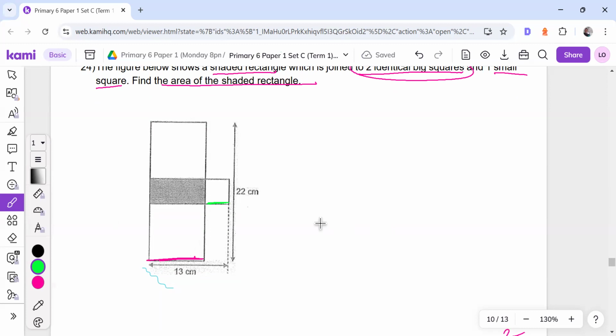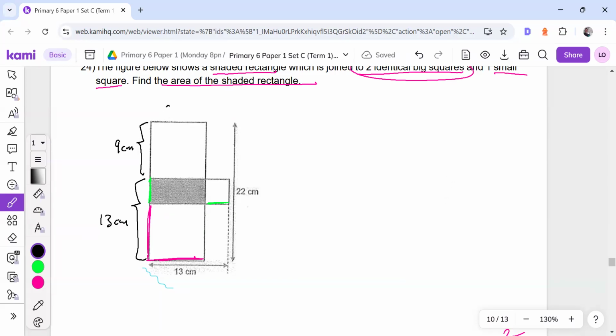Now I show you something. It will become very easy. Same, right? And then where's the green color? Here, right? So how long is this green and the pink line? Isn't that also 13? Am I correct? Yeah, also 13, right? So now can I find how long is this one? 22 minus 13. So the square must have a side of 9 cm.